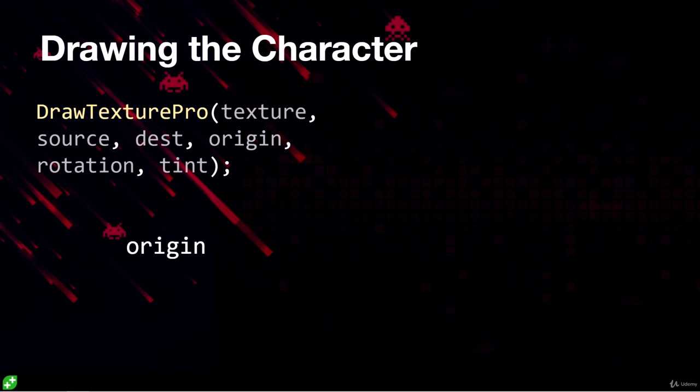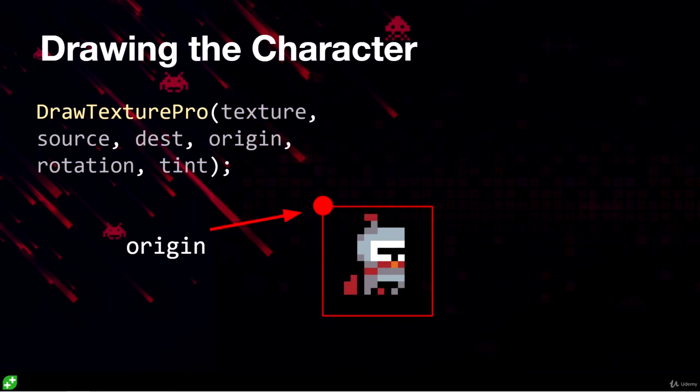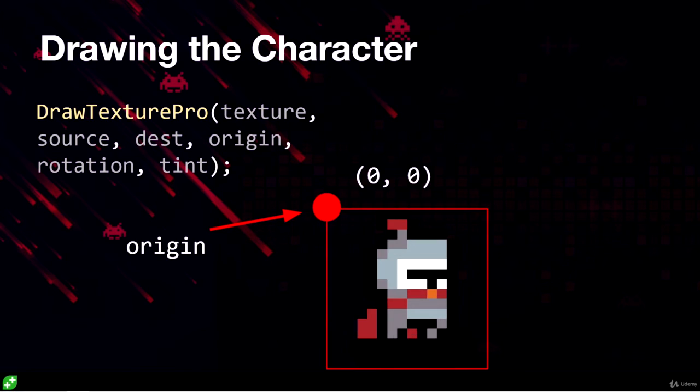The origin is simply a Vector2 local to the rectangle. If we choose the upper left corner, in other words 0, 0, then if we scale this texture, it's going to be scaled relative to that corner. It's also the reference point used if we rotate. So if we pass in a value for the rotation, it'll rotate about the origin vector we choose.